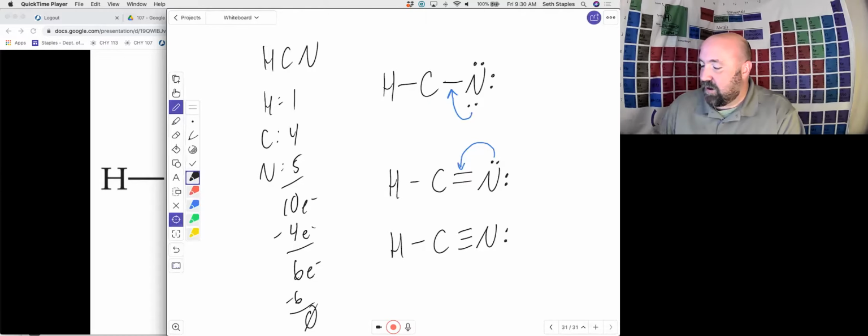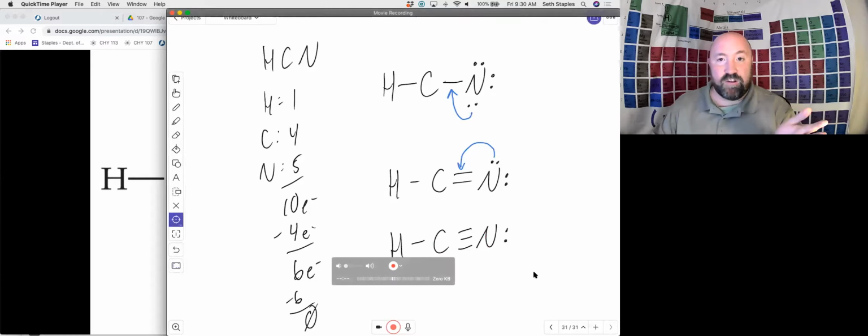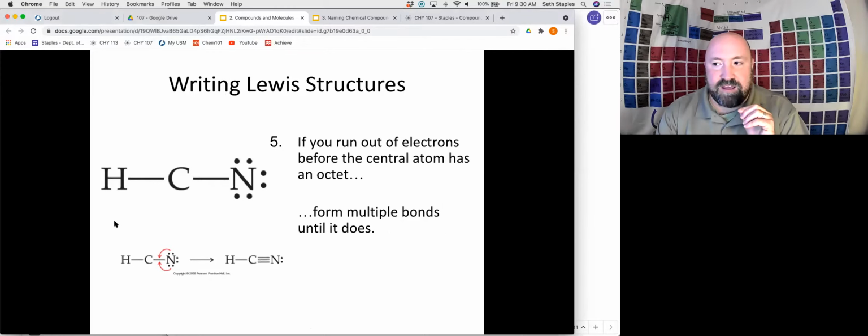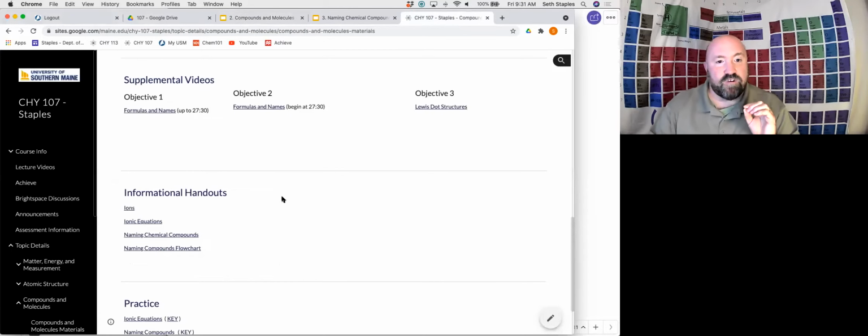Now let's see if I've hit all my rules. 2, 4, 6, 8, 10. I've used all of my electrons. Hydrogen has its 1, 2. There's hydrogen's octet. Carbon has 2, 4, 6, 8. There's its octet. Nitrogen has 2, 4, 6, 8. It has its octet. Now I have a valid Lewis structure for HCN. I believe the rest of my slides here just go through those examples, and sure enough, it does. And so that's it for Lewis structures.